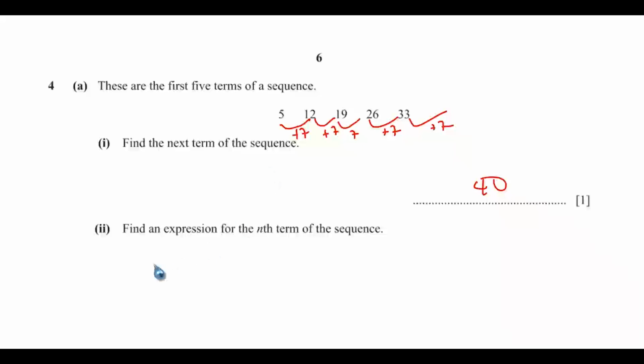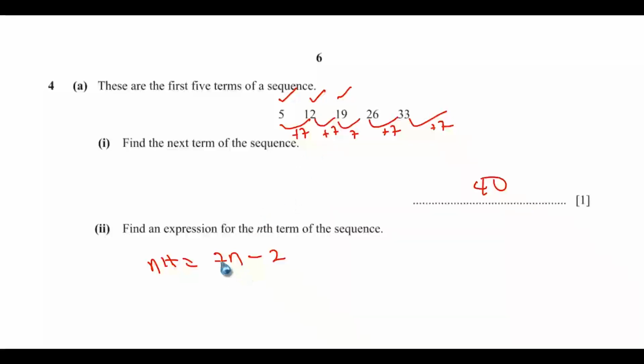Find an expression for the nth term of the sequence. Okay, so we'll say the nth term is equal to the term to term rule, 7 multiplied by n, that is 7n. Then let's check. When n is equal to 1, you have 7 times 1, 7, but we have 5 here. So let's see, when n is equal to 2, we have 7 times 2, that is 14, but we have 12 here. So let's do one more term. So when n is equal to 3, 7 times 3, that's 21, but we have 19. So it is obvious that we need to subtract 2 here.